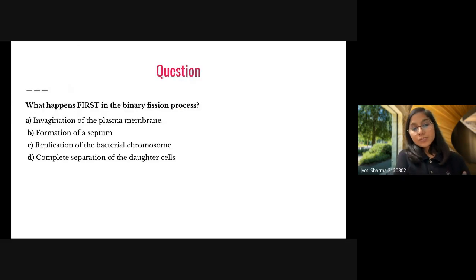Okay, the next question is, what happens first in the binary fission process? As we have already discussed, bacteria do not have sexual reproduction, but this is a part of asexual reproduction where the cell divides into two using the method called binary fission. So you have to tell me what happens first in the binary fission process.